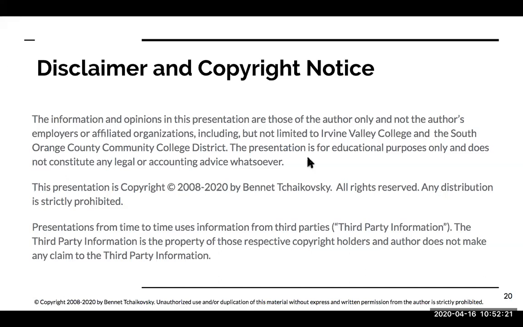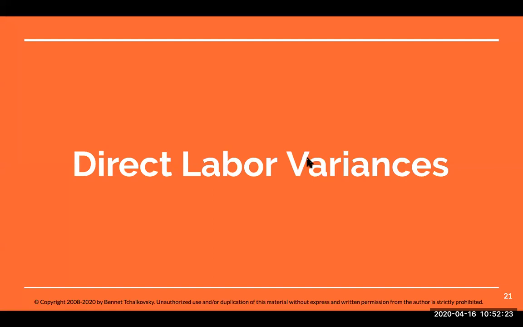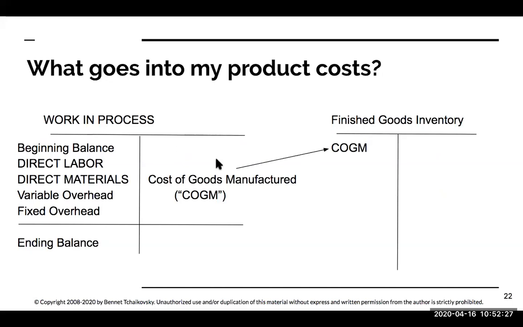So today we're going to be looking at direct labor variances. And again, what we are trying to do here, remember the different components that go into work in process: that is going to be direct labor, direct materials, variable overhead, and fixed overhead. What we're doing is developing direct standards for direct labor, meaning how much will it cost us to manufacture our product.